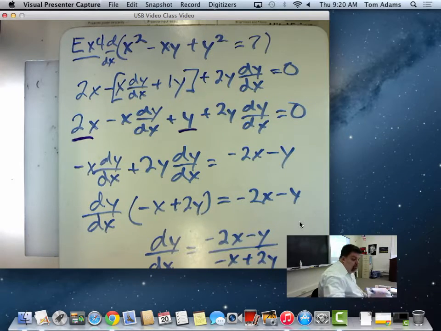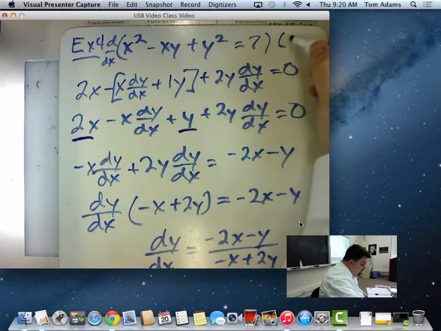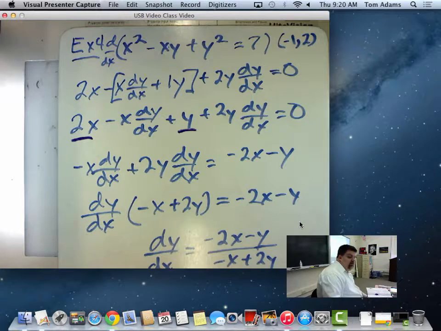Now, they gave us a point and they said calculate the slope of the tangent line at the point negative 1, comma 2. I think I said that wrong, but I meant it right in my head. We're going to try to write the tangent line at the point negative 1, comma 2. And so the way that I find the slope of the tangent line is I have to plug in those x and y values here.